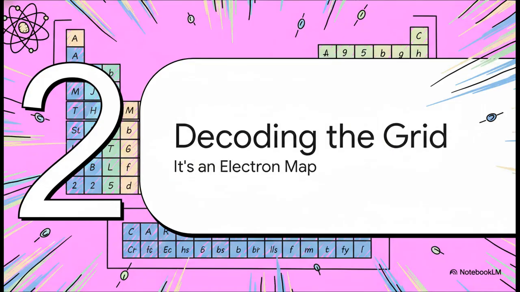So how do we actually use that sentence? Well, we start by looking at the table in a new way. Stop thinking of it as a list of elements. From now on, I want you to see it as a map, an electron map. Every single box isn't just a place for an element. It's a specific address that tells you a story about its electrons.